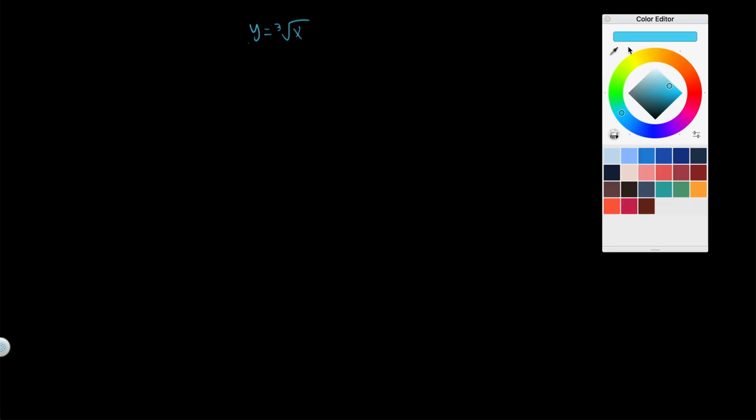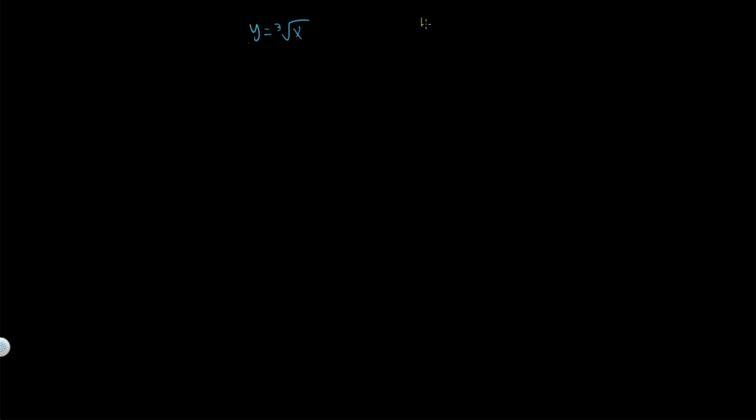Let's say we have y is equal to the cube root of x. Let's also say we have y is equal to x over 4. Actually, let me do this one in a different color. y is equal to x over 4. So before I explain what we're doing, let's just graph these two functions. So graph them to the left here.